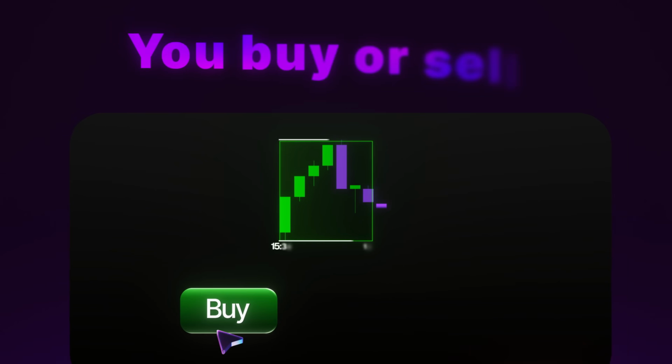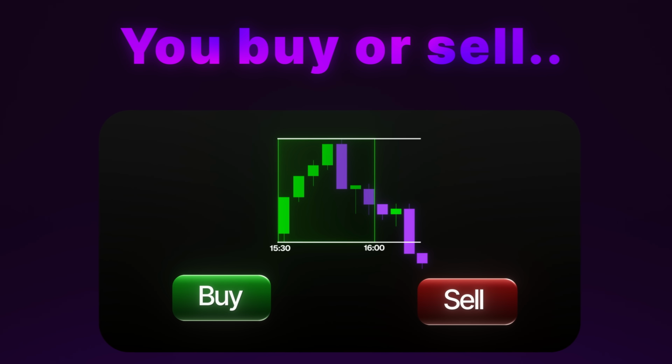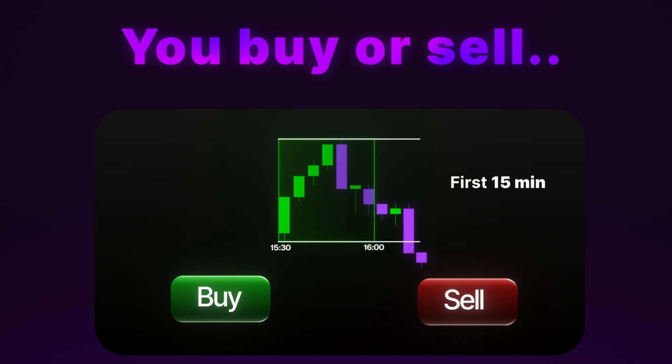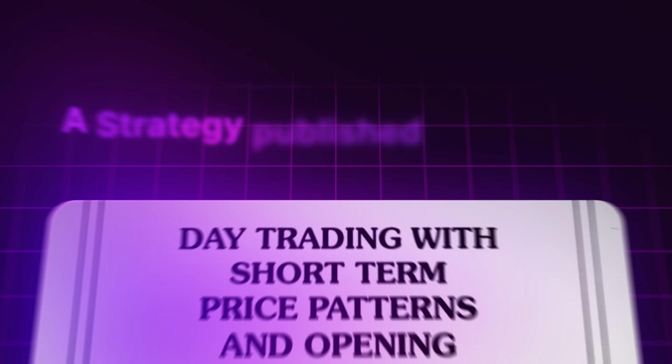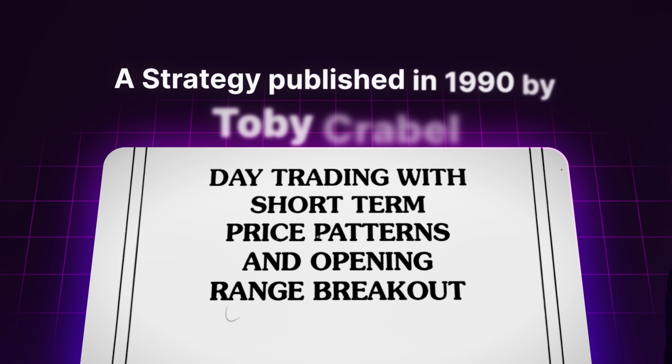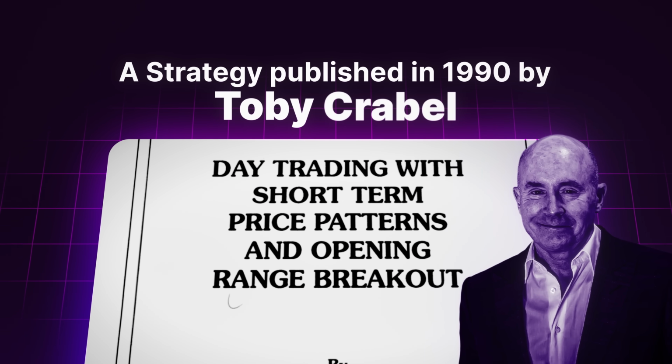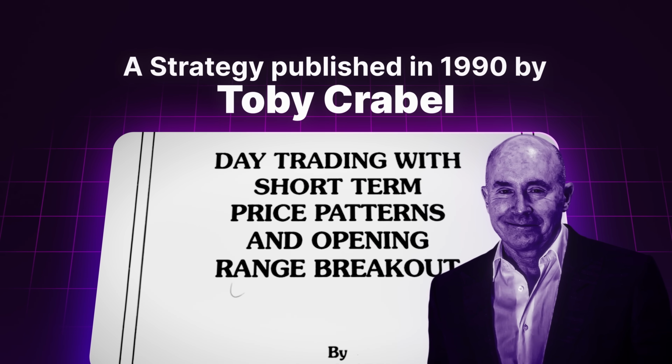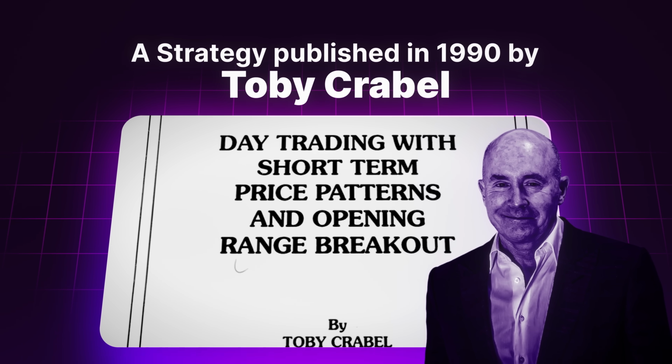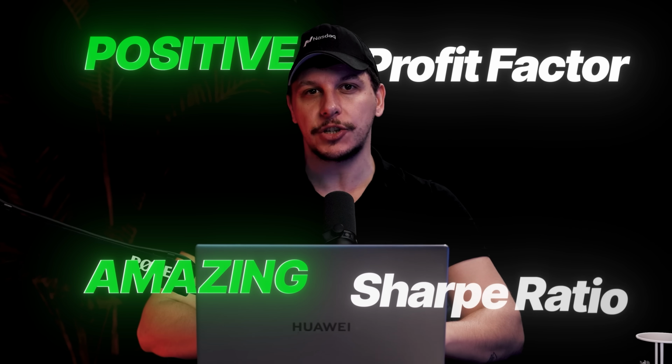A lot of traders are familiar with the opening range breakout. You buy or sell the breakout of the first 15 minutes of the cash session. This strategy, published in 1990 by Toby Crabel, has proven to be one of the most consistent edges over the last decade, with a positive profit factor and an amazing Sharpe ratio.